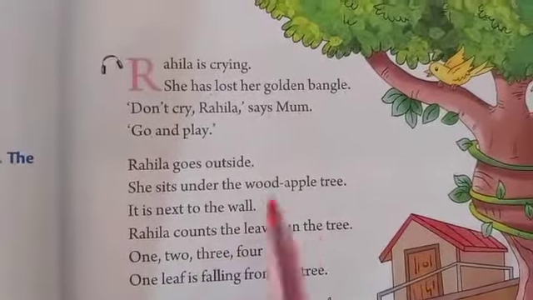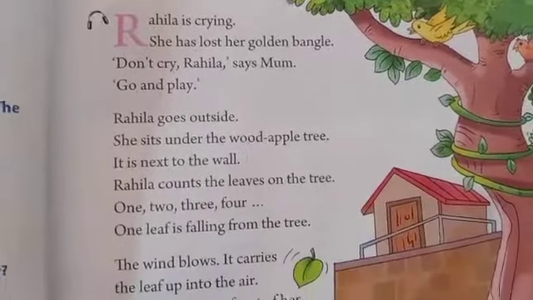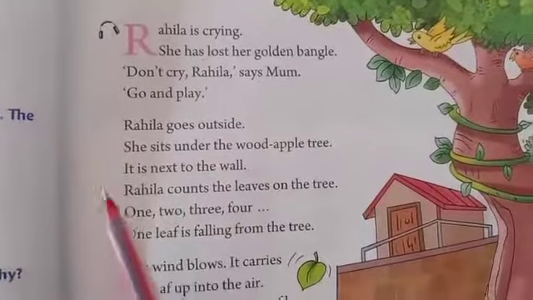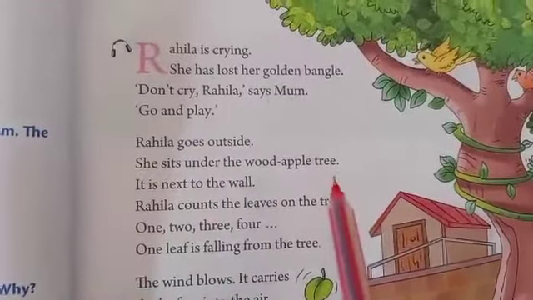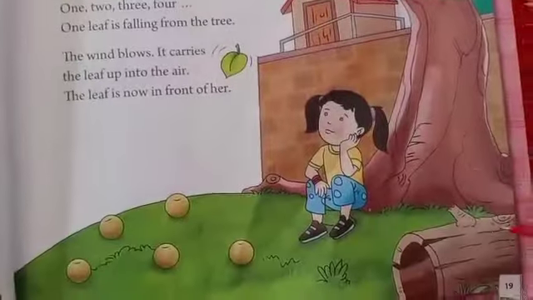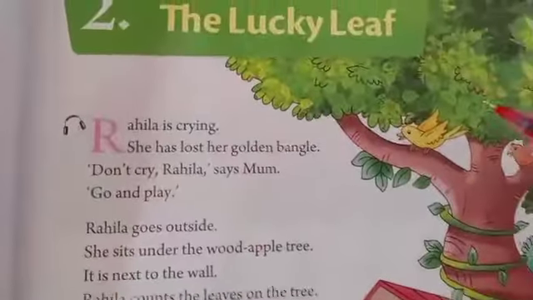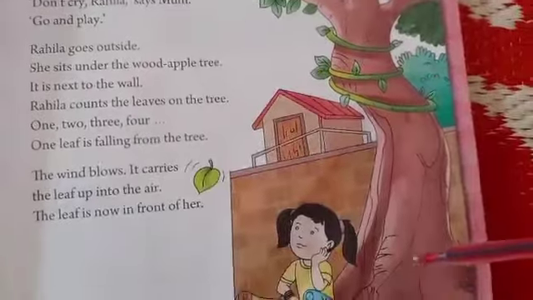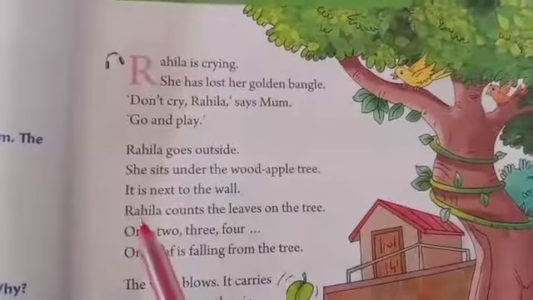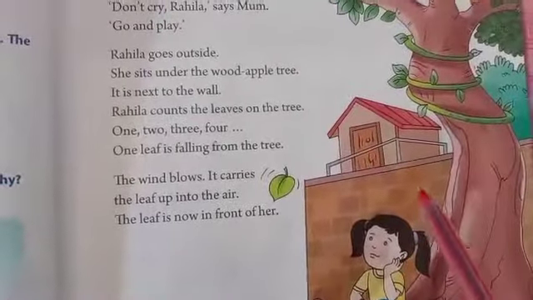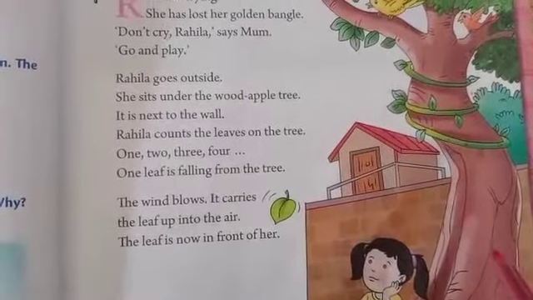Rahila goes outside. So Rahila comes outside to play. She sits under the wood apple tree. So you can see here in the picture, she's sitting under the wood apple tree. So this is called a wood apple tree. It is next to the wall. So you can see the wall here. So the tree is next to the wall.